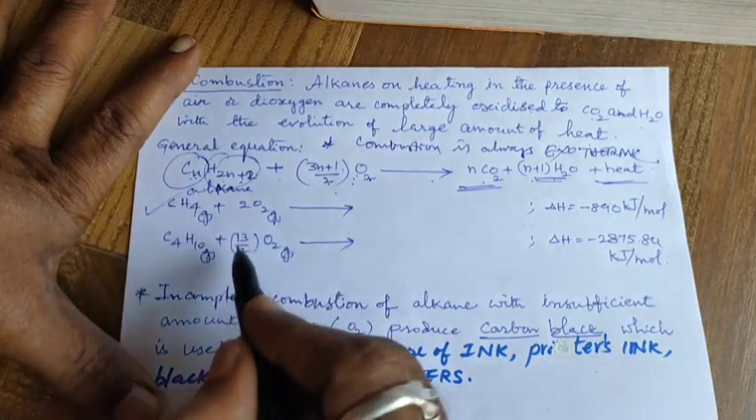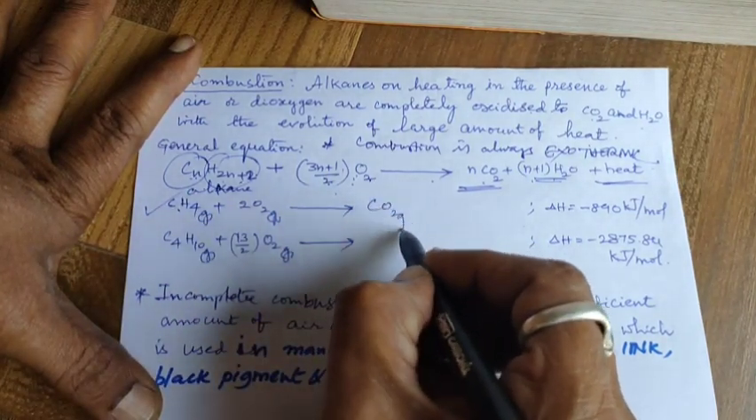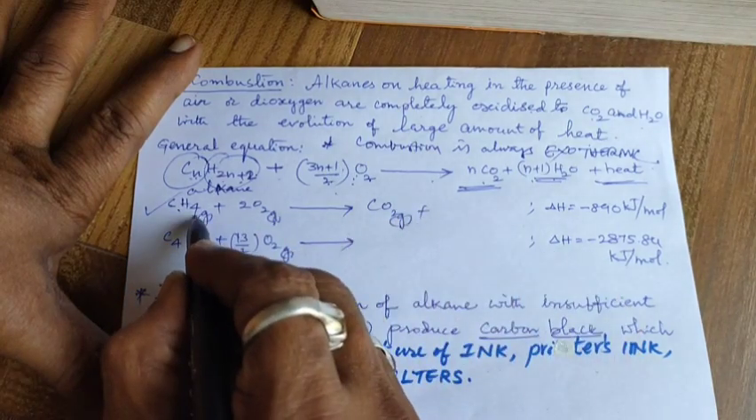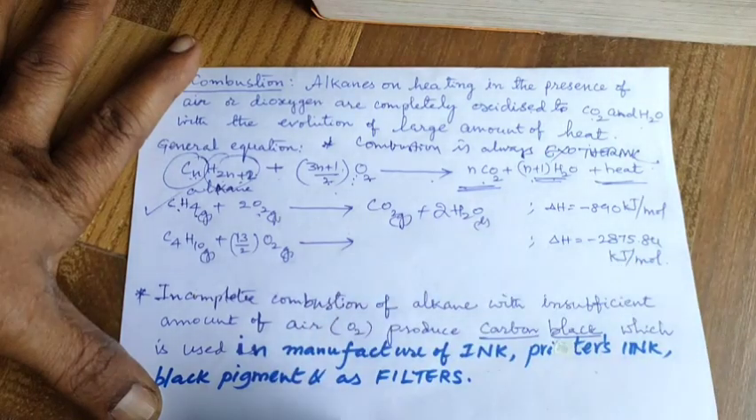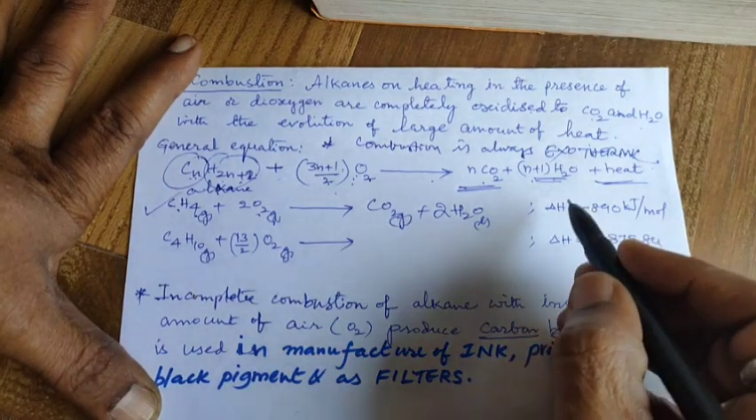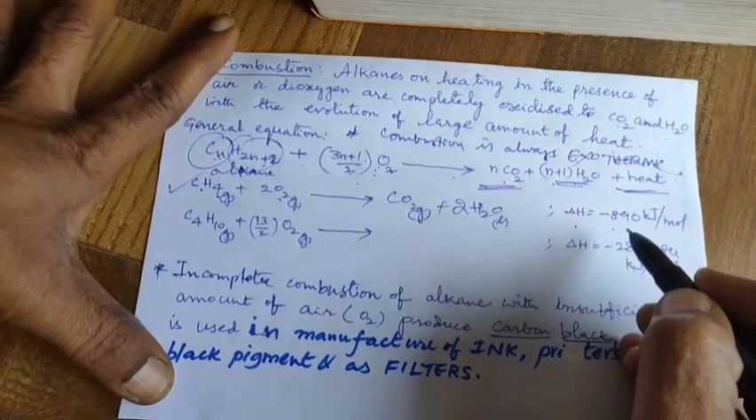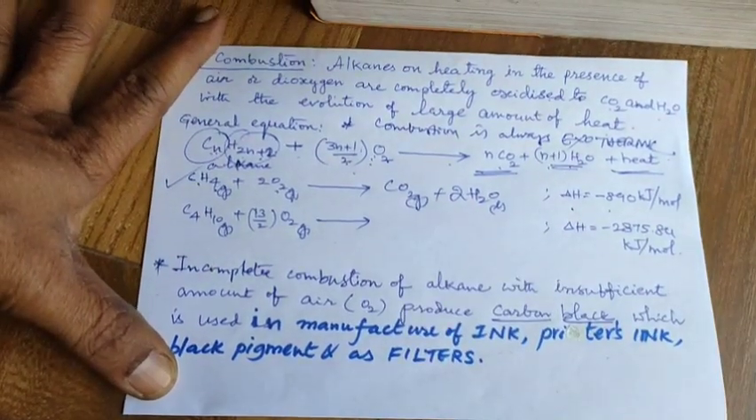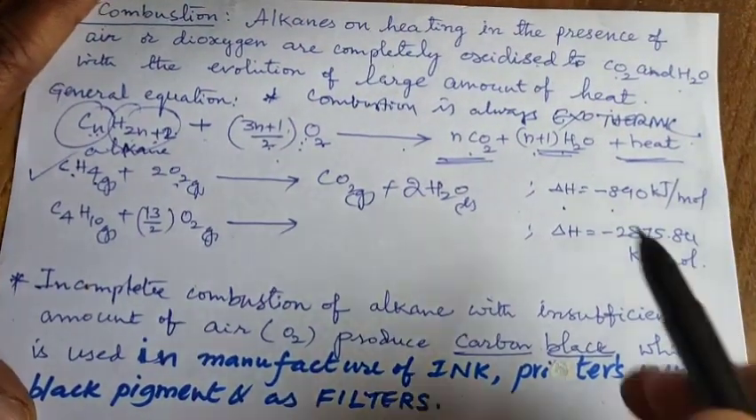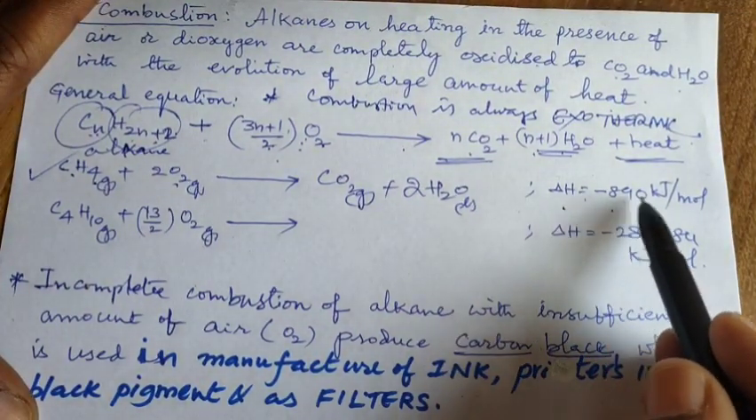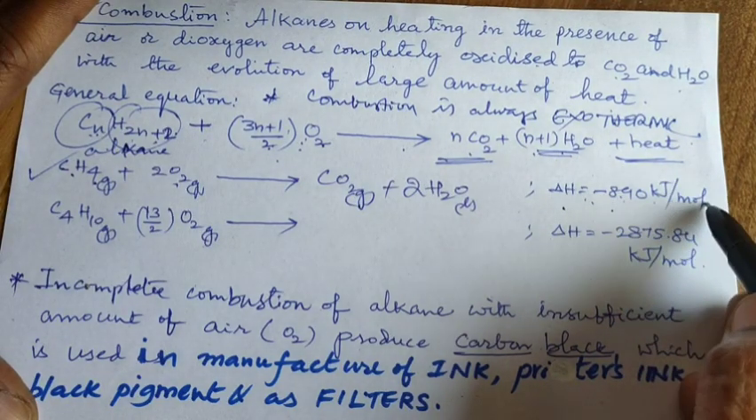Now observe, CH4 plus 2O2, C converts to CO2, which is a gas, and hydrogens are converted to water vapor, that is 2H2O. This is a liquid, and how much energy is liberated? Delta H is negative, that is an exothermic reaction, and liberates minus 890 kilojoule of energy.